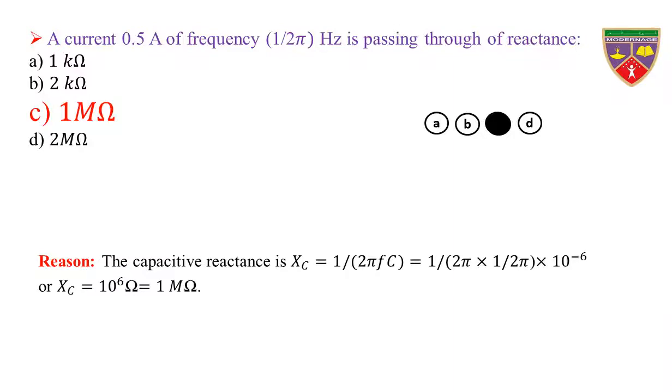The capacitive reactance is Xc equal to 1 by 2 pi Fc, which is equal to 1 divided by 2 pi into 1 by 2 pi into 10 power minus 6, or Xc is equal to 10 power 6 ohms, which is equal to 1 mega ohms. Hence, the reactance is 1 mega ohms.